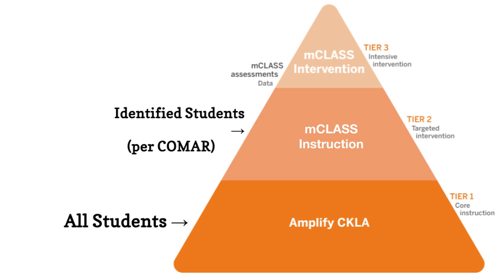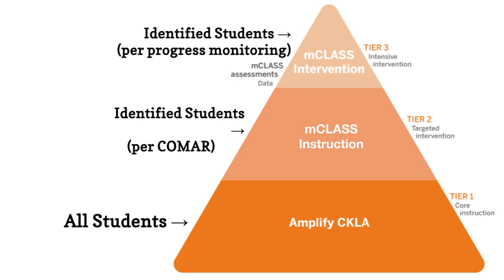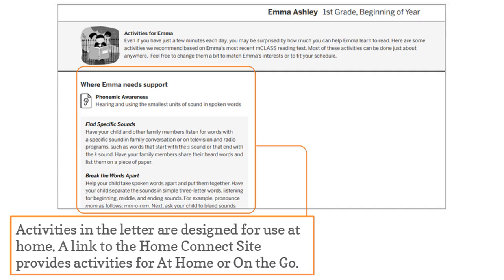This is in compliance with COMAR. Through progress monitoring, students may later be identified for a more intensive Tier 3 intervention. The parent report also provides a link for at-home and on-the-go activities to support your child's early literacy skill development.